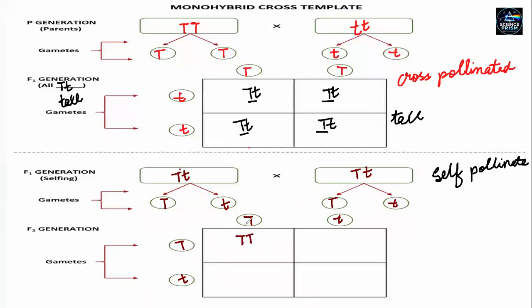So what are you going to get here? Capital T, then you'll get here capital T, small t. Then again, you will get here capital T and small t. And the last one are both small t. Now you tell me, what is the difference that you see here? Now he noted that 75% of the plants of the F2 generation were tall and 25% were dwarf. So this shows that now in the F2 generation, you don't have all the plants tall. What is the ratio you see here? There are 3 tall plants and 1 dwarf plant.